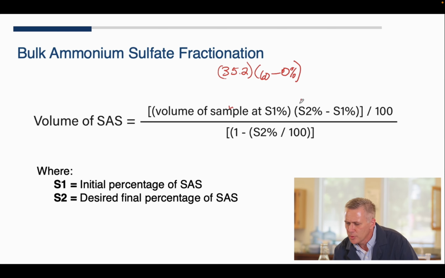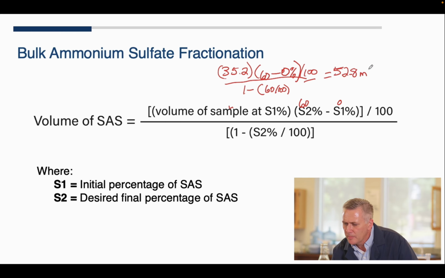So again, this is where we want to be. This is where we're starting, 0, because the protein has no SAS in it, and we have 1 minus, and then again we want to have 60 divided by 100. And of course, we'll have to forget about dividing by 100 here. If we do that calculation, we find out that this is 52.8 milliliters, which is what we would need to add to that 35.2 to get it up to the 60%. All right, and so we'll do that.